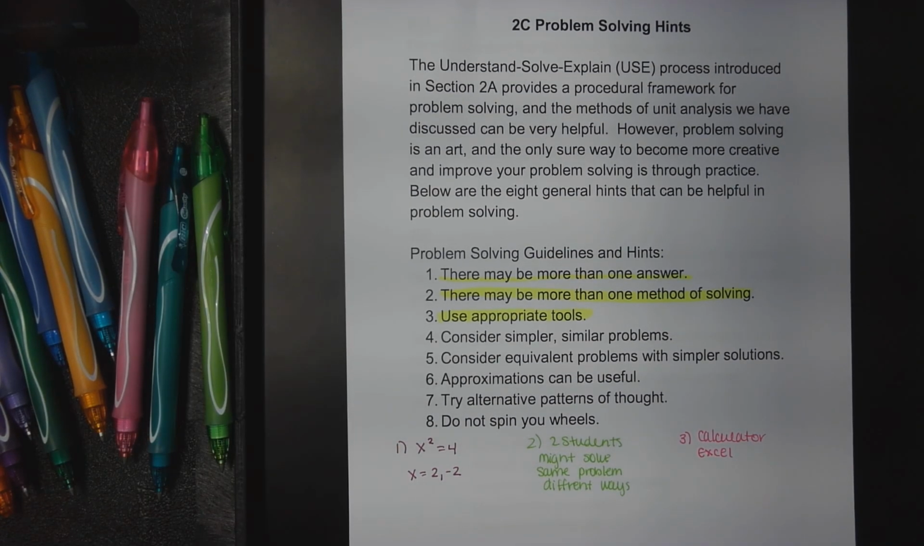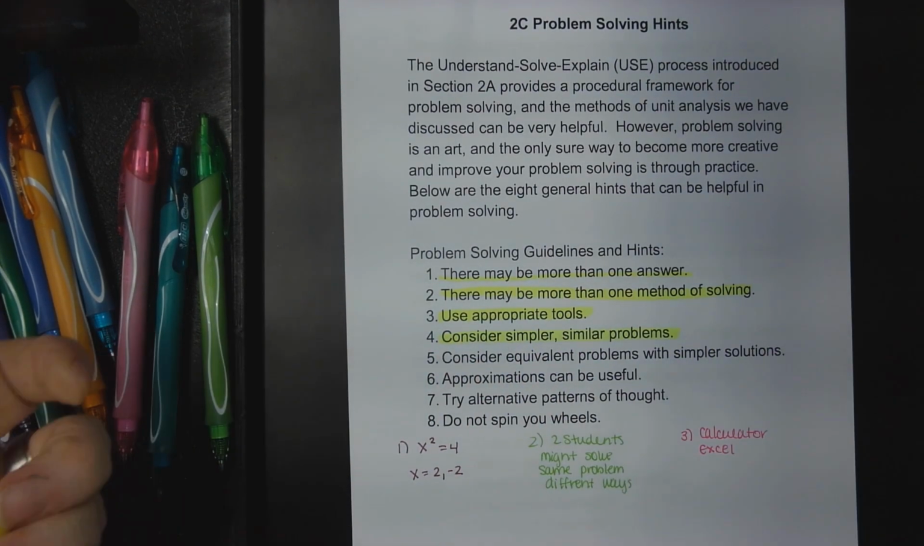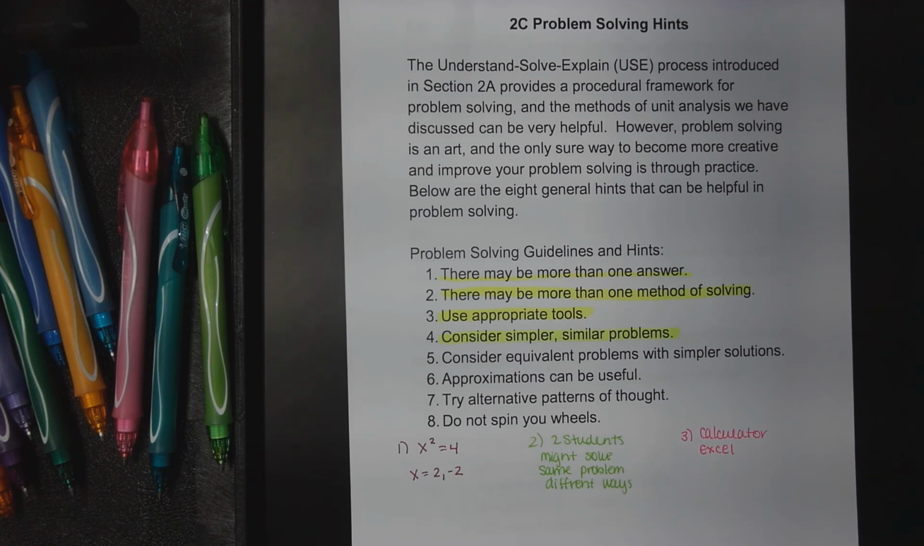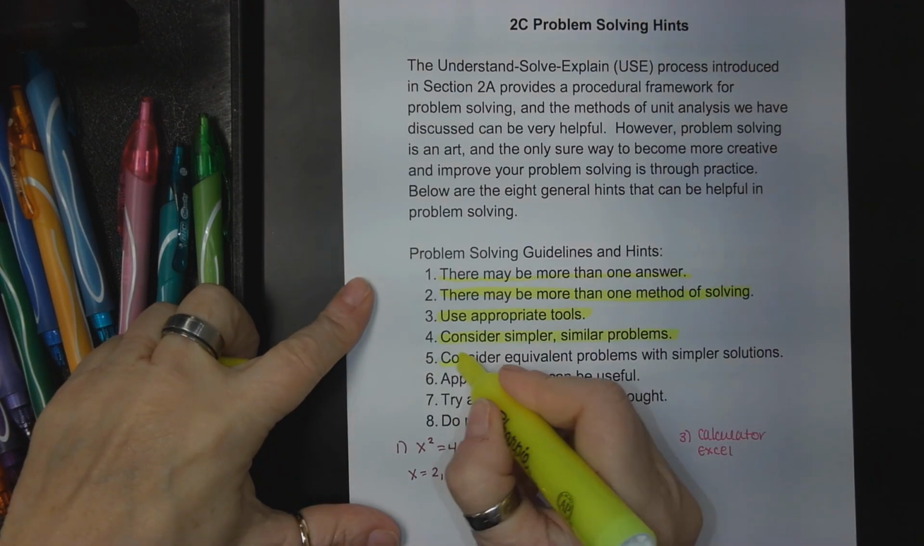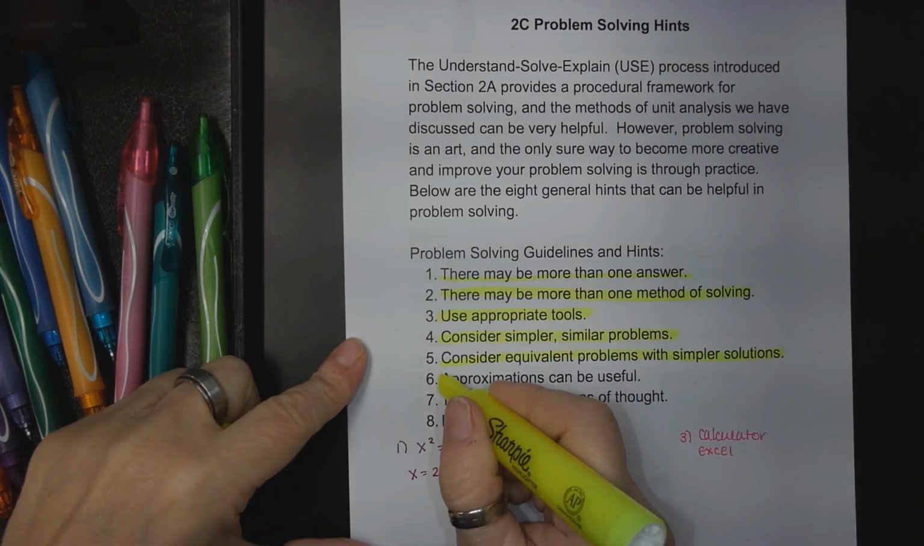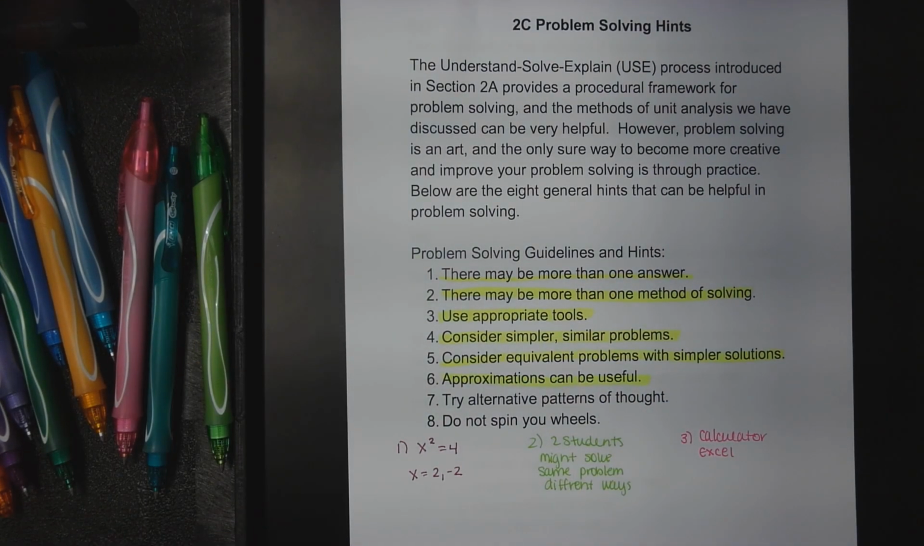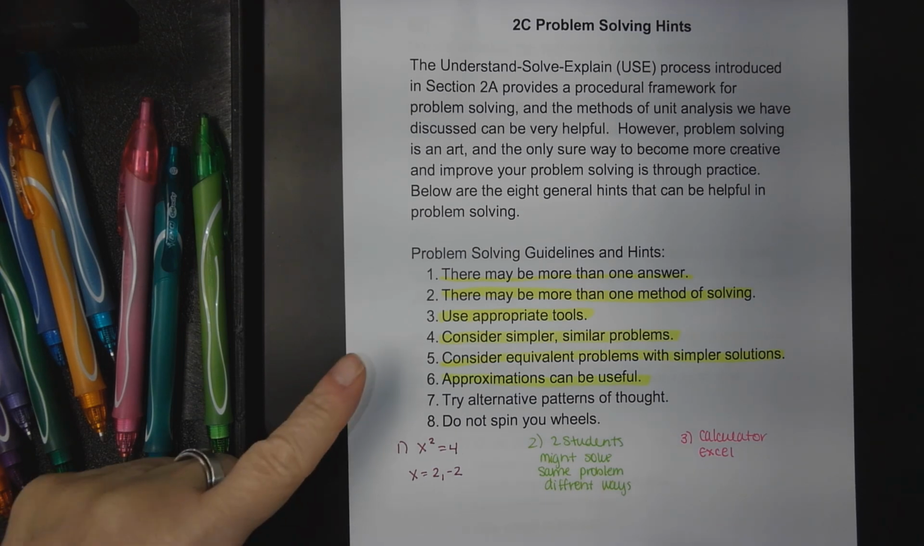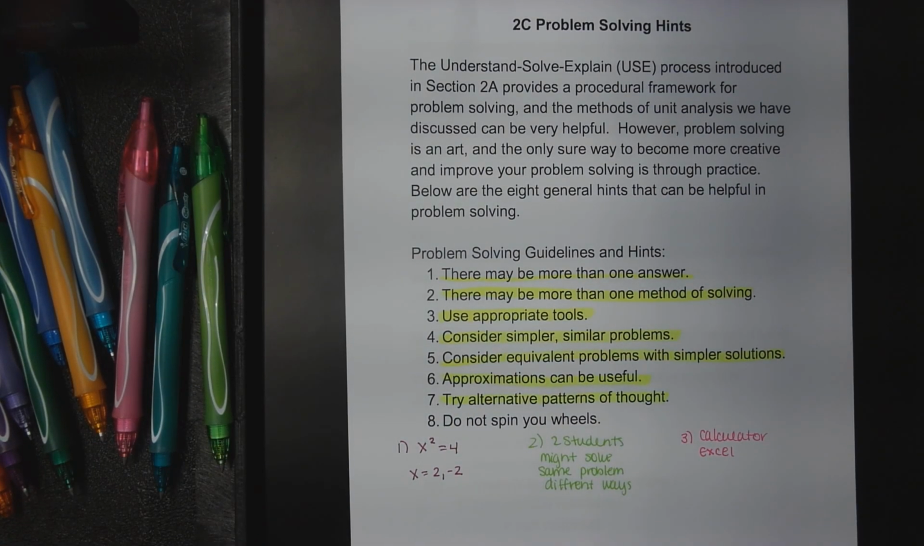Okay. Number 4, consider simpler or similar problems. So sometimes if you're hung up on a hard problem, you can go back and look at a simpler, easier problem, and it might stir your brain and get something working in there and help you figure the harder one out. Consider equivalent problems with similar solutions. That helps too. That's why sometimes skipping a problem on an exam will make something click in your brain and you can go back and figure out that problem you were stuck on. Approximations can be useful. That is so true. Try alternative patterns of thought. That helps. Sometimes you can just think outside of the box and that'll help you figure things out.